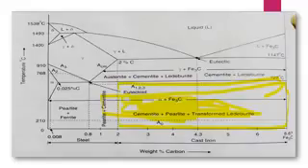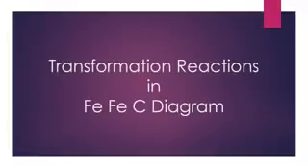Okay, so this is the region of transformed Ledeburite. It is a mixture of the cementite and perlite. Now we are over with the various phases in the Fe-Fe3C diagram. Now we will look at the transformation reactions in the Fe-Fe3C diagram.